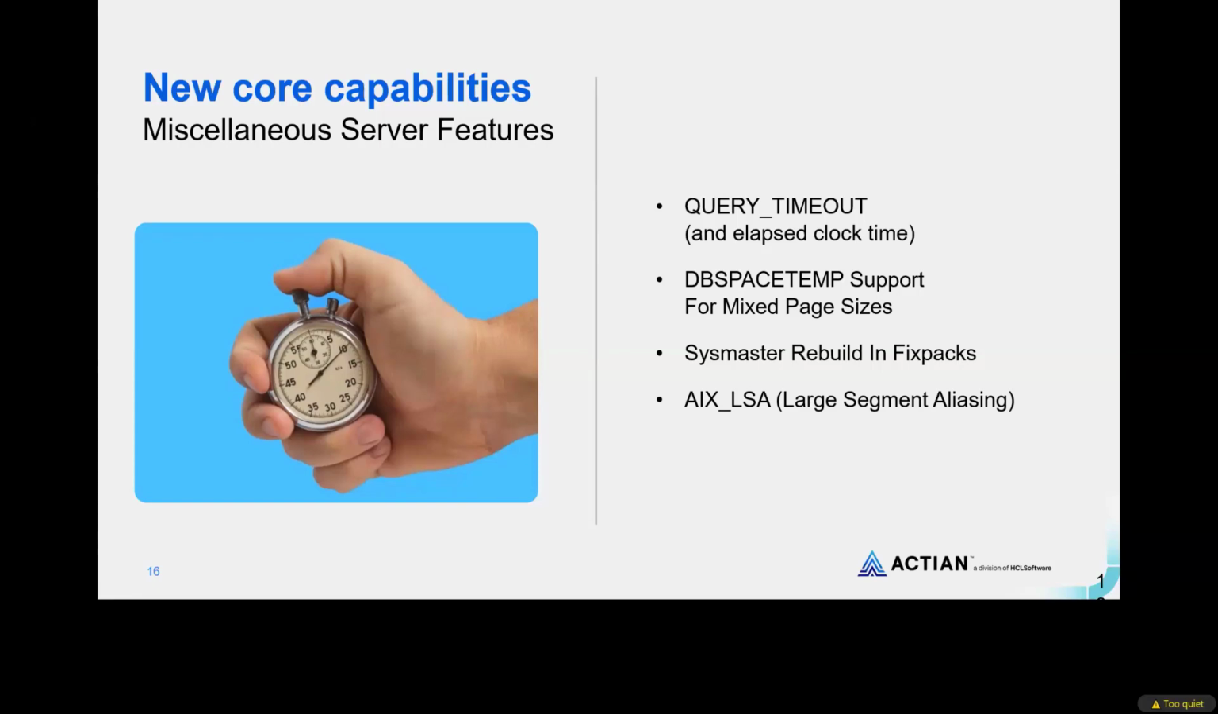DBSPACETEMP is a list of spaces you want the server to use for temp tables. It used to be that all those spaces had to have the same page size. Now they don't need to, and we'll choose among them intelligently.